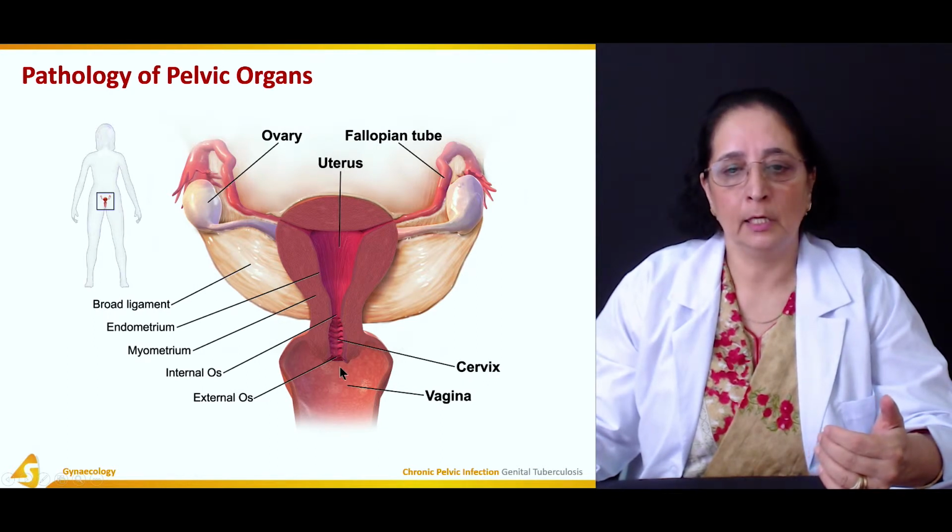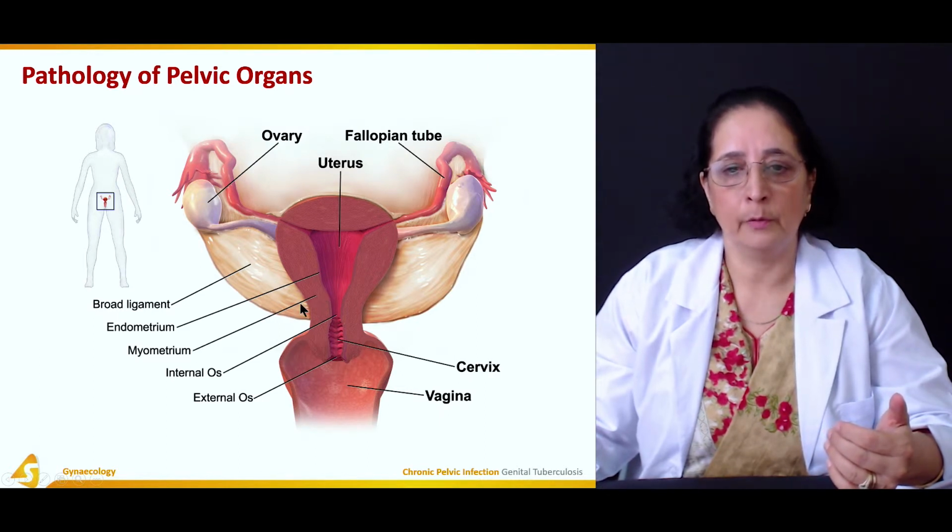So in the cervix, the external os, the internal os, then there is the myometrium. Myo is the muscle layer of the uterus. Myometrium.